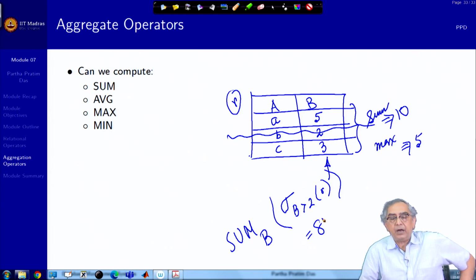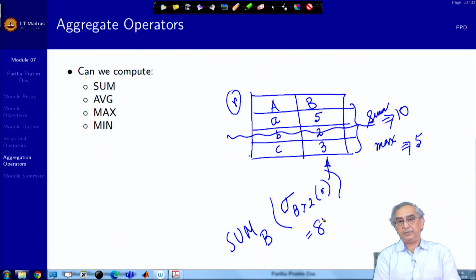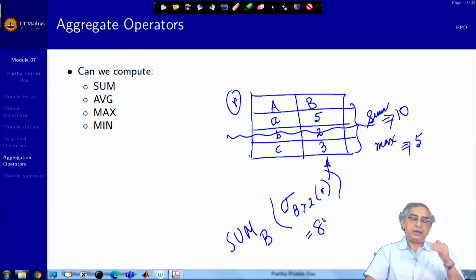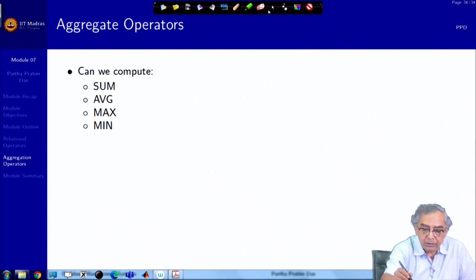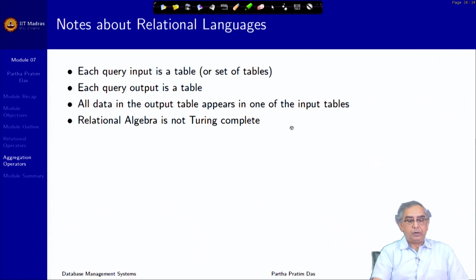Aggregation operators are not fundamental to pure relational algebra, because relational algebra only talks about relations, but these are, as we will see, additional operators as we write relational algebra in the form of SQL kind of language, because they become very handy, and we will show you how to do those in time. So, that was, so each query input is a table or a set of tables, and each query output is a table. Each data in the output table appears in one of the input tables.